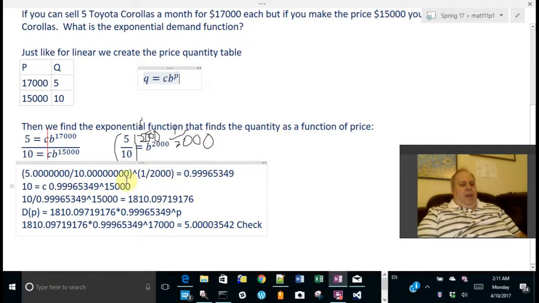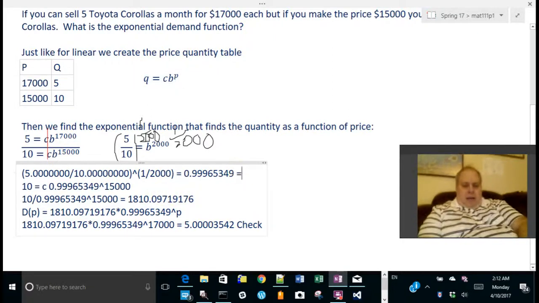Okay, now I take the bottom line, because I always use the smaller price, that's just a little more accurate. 10 equals c times the base 0.99965349 to the power 15,000. So I just took this one and substituted the value for b.